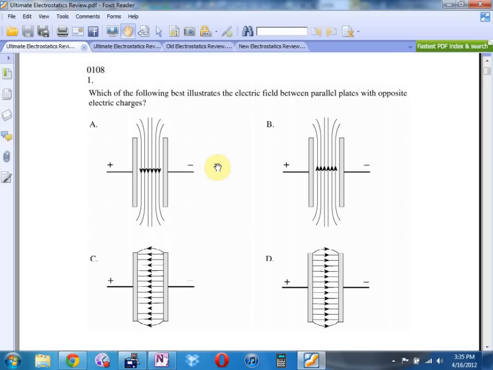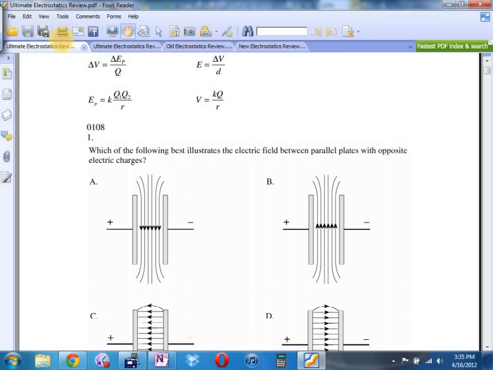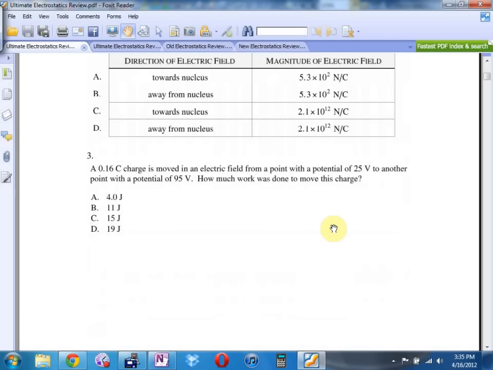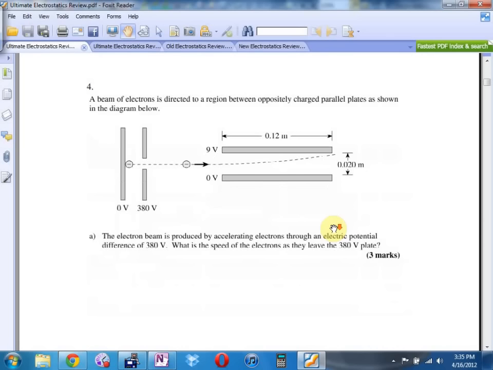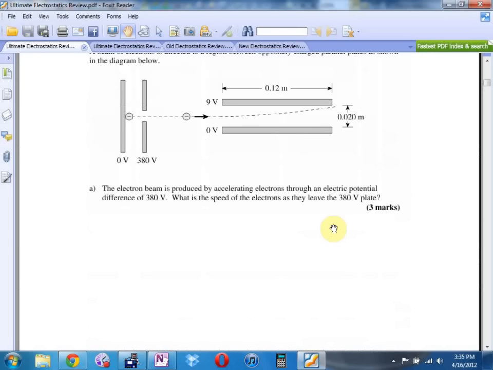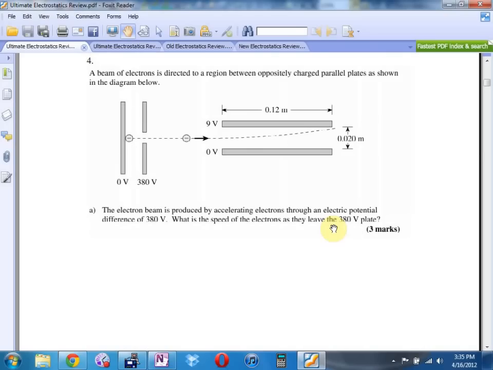Now, which way do electric field lines always point, from what to what? Okay, so that's what. I know that's wrong. That's wrong because it's pointing from negative to positive. Yeah. We talked about the cathode ray tube and the deflection and all that.